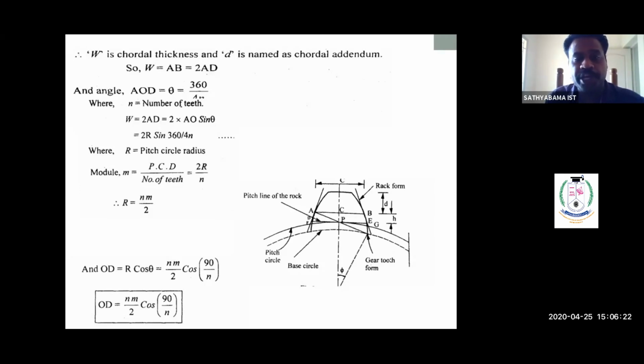And what is this OD? OD is the bottommost point on the axis line. So OD is R cos theta, because cos theta equals OD by R. Already we have R as nm by 2, so OD will become nm by 2 multiplied by the cosine of 90 by n. This is the exact method followed in the gear tooth vernier caliper for the measurement of tooth thickness. This is one of the effective methods, the constant chord method. The gear tooth vernier method is also called the constant chord method.